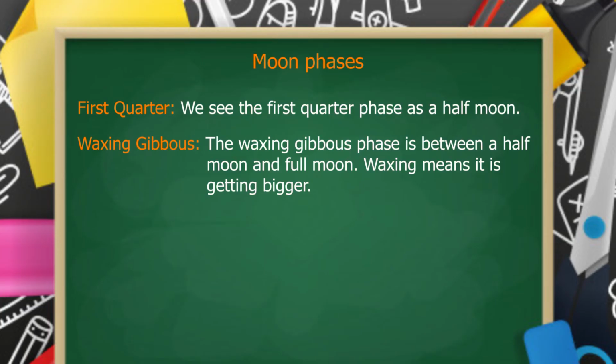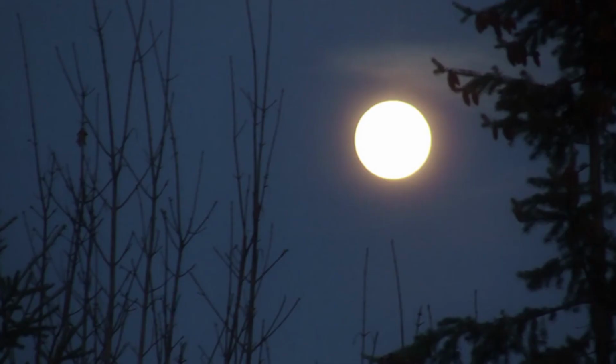Then we have the waxing gibbous. The waxing gibbous phase is between a half moon and full moon. Waxing means it is getting bigger. Full moon. We can see the full moon completely illuminated during the full moon.